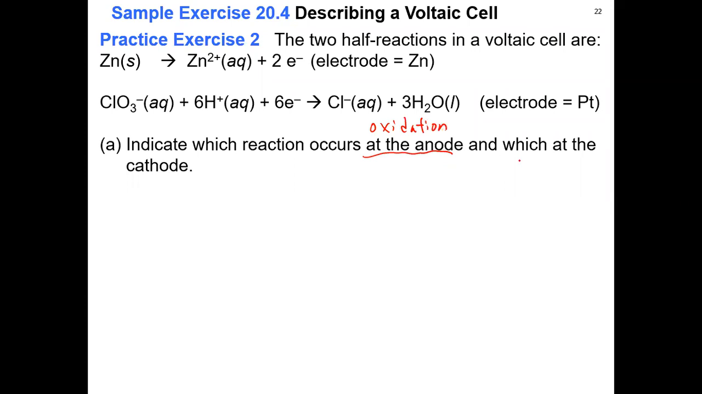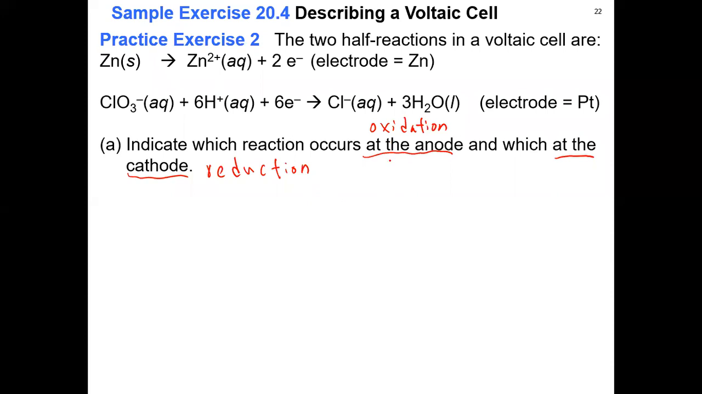Oxidation and reduction happen together, but we can think of oxidation as one half reaction and reduction as the other half reaction. Actually, they are two reactions, but they cannot happen by themselves. They must happen together.